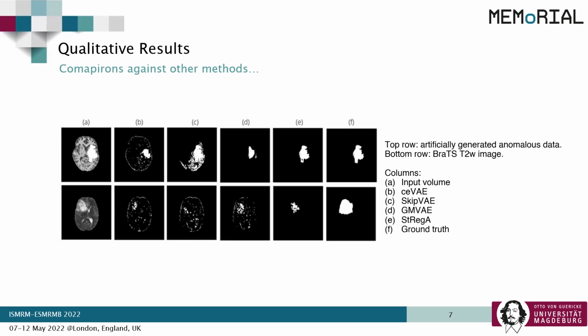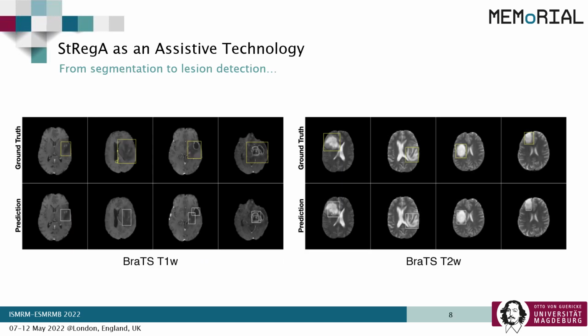We further extended the pipeline as an assistive technology where the segmentations were converted into lesion detection. We can see that in every example, both T1 and T2 weighted BraTS MRIs, the method was able to detect the location of the tumor.